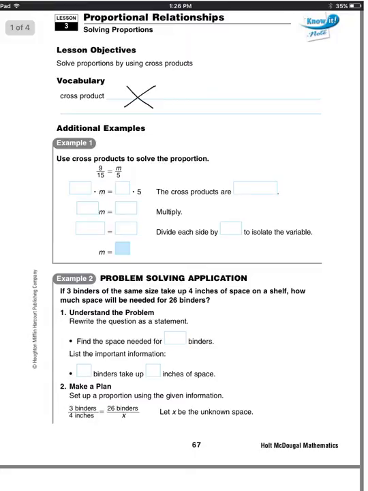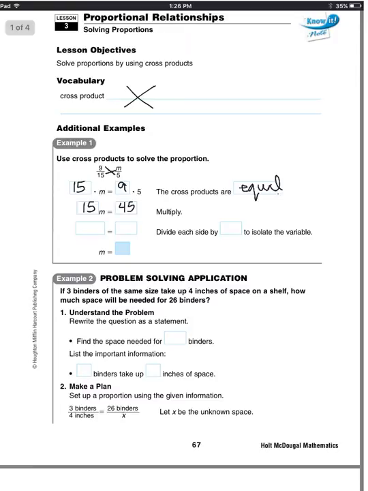So in this case, the cross products are equal, and we multiply 15 times m and then 9 times 5. Then 15 times m is just 15m, and 9 times 5 is 45.